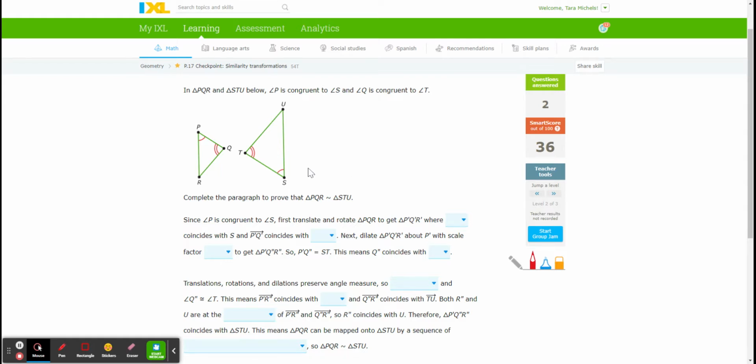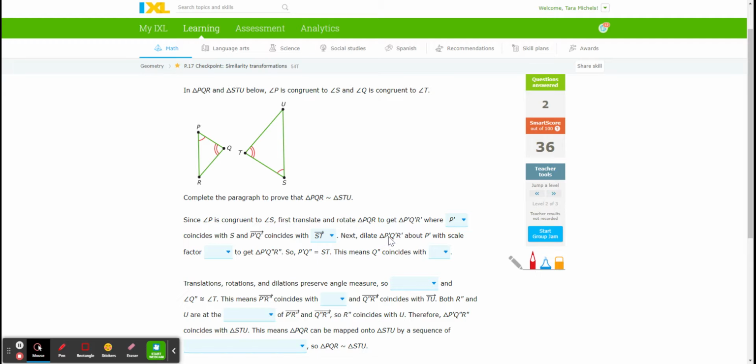All right, so let's look at this one. We're going to complete the paragraph to prove that they are similar. So since P is congruent to S, first translate and rotate PQR to get P prime, Q prime, R prime, where, let's see, who coincides with S? If you look at the similarity statement, S is listed first, so P prime coincides with S. P prime, Q prime, notice PQ here. So ST must be the other one.